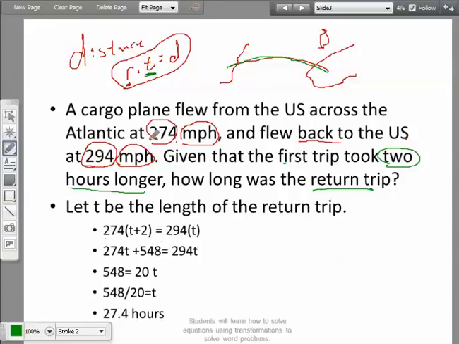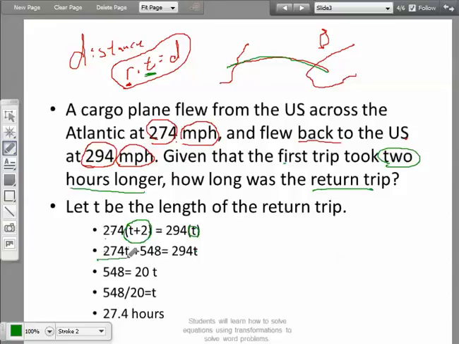I'm going to take the original rate, 274. Knowing that that was 2 hours longer, I'm going to say t plus 2. The return trip, 294, that was t. That's going to tell me the time of the return trip. Since the distances are the same, I can set them equal to each other. This one over here, distributive property, 274t plus 548, 2 times 274, is equal to 294t.